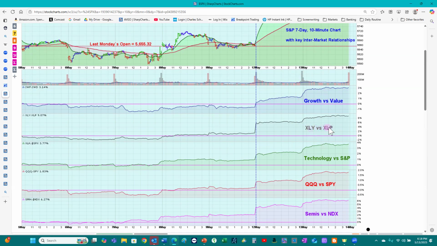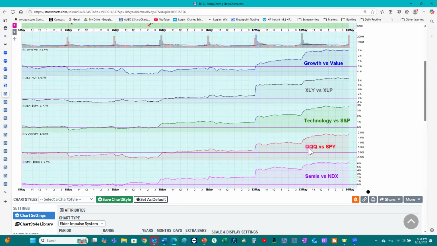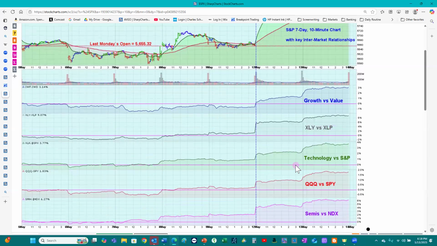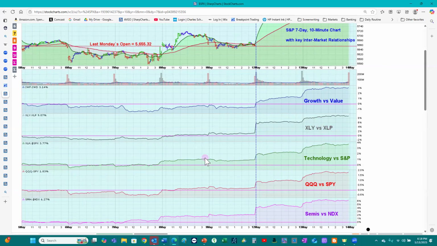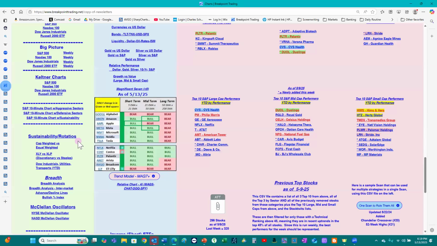Same thing with discretionary versus staples. I just showed you staples had been moving down and discretionary had been moving up. So that ratio then makes the discretionary outperform staples. Technology outperforming the S&P. The technology group, again, these are the ETFs outperforming the S&P, and then semis outperforming the NASDAQ 100, which is also a really important ratio. So all of these are telling us that Wall Street is in a risk-on mode right now, a very bullish perspective, and it looks like that will continue for the short term at least.